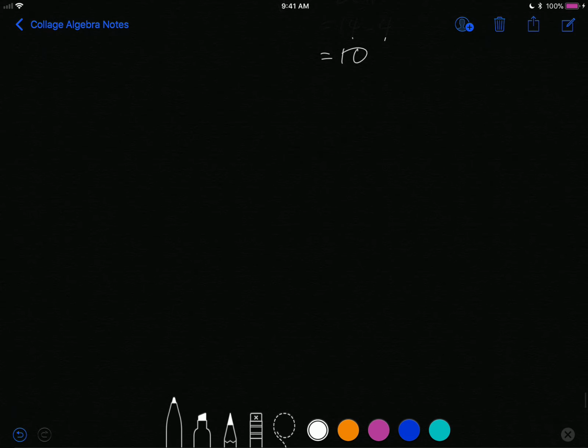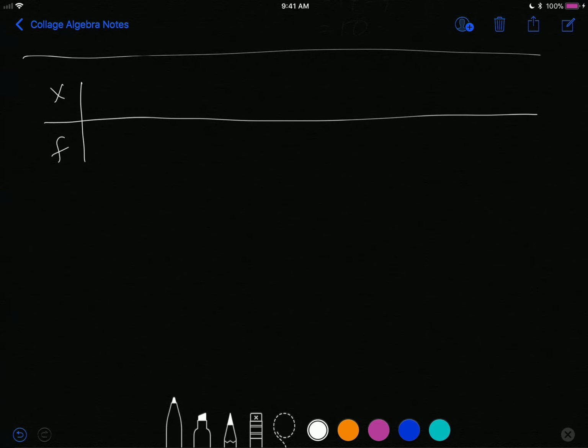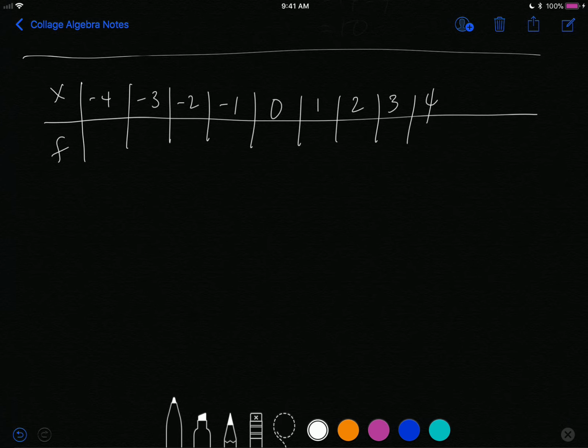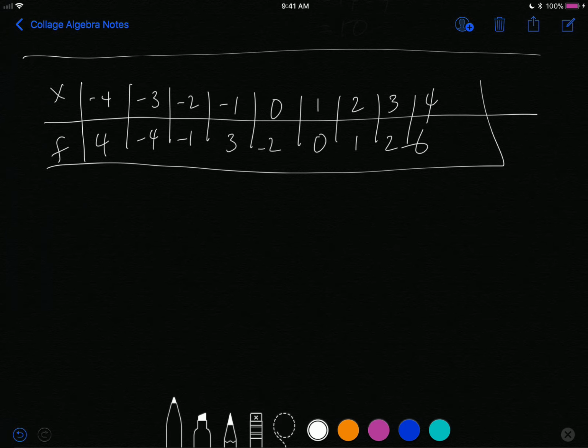Instead, they give you the results of working with the function. So let's say I have a table of values. So let's say I have x, and then I have f of x right here. So negative 4, negative 3, negative 2, negative 1, 0, 1, 2, 3, 4. Then I have 4, negative 4, negative 1, 3, negative 2, 0, 1, 2, and 6. Right here in this example, I didn't give you the function, I just gave you the results. Now this is a table of values. So a table of values comes from the function.